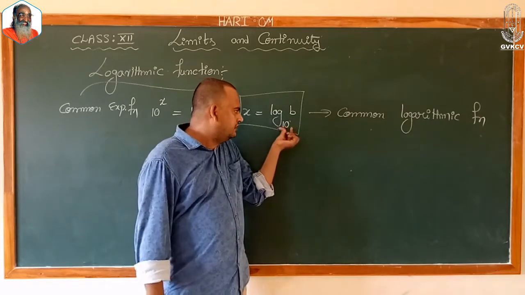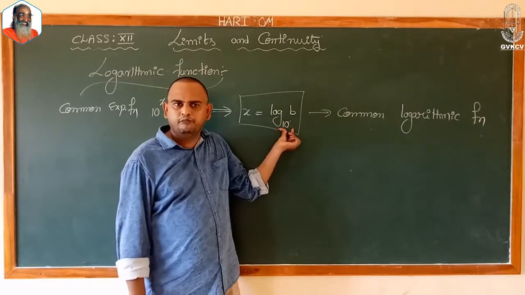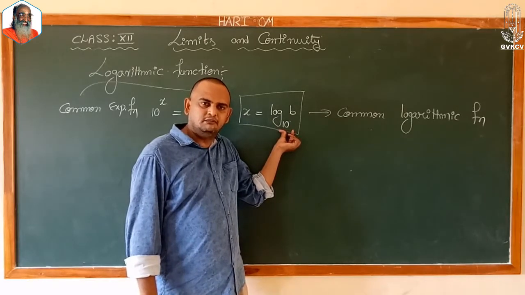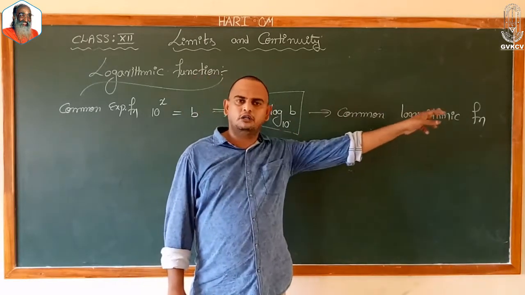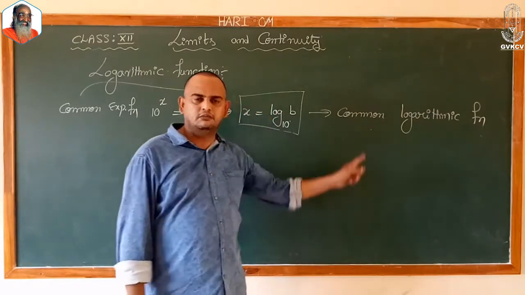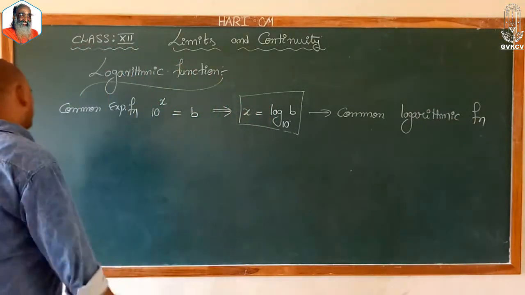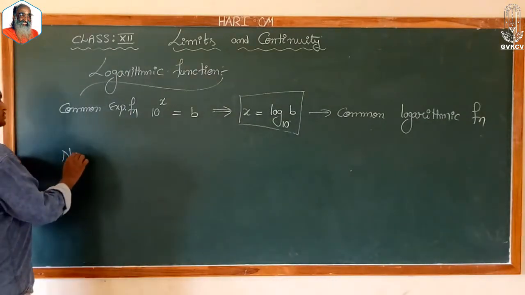So wherever you have base 10, that is called the common logarithmic function. Now we have the natural exponential function.